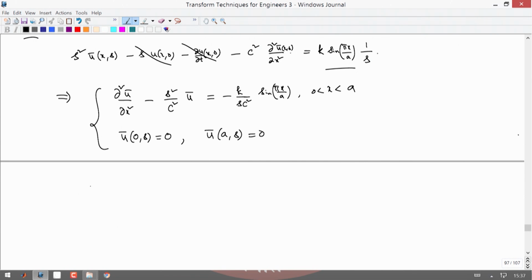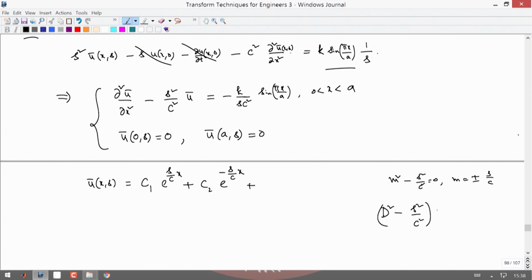So, u bar of (x, s): if you solve this ordinary differential equation, the complementary function is m square minus s square by c square equal to 0. So, m equal to plus or minus s by c. So, your typical solution looks like c1 times e^(sx/c) plus c2 times e^(-sx/c), then plus a particular integral. This particular integral you can get: you write the equation as (D² minus s square by c square) operating on u equal to some constant times whatever. If you have a sin ax, then the particular solution is 1 over, wherever D is there, you put minus a square, minus s square by c square.